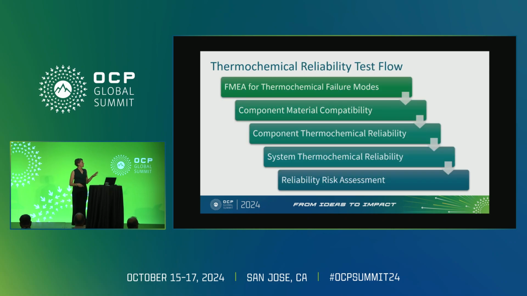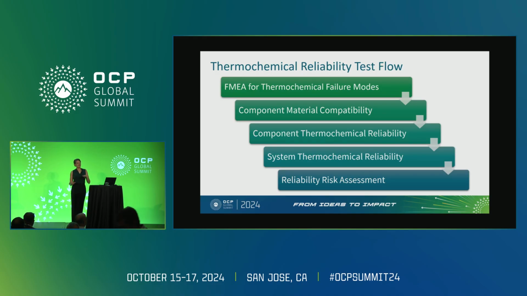So the way we approach this at Intel is we did this in a very stepwise approach. The first thing we did is we did an FMEA. How many engineers have done an FMEA? Failure modes engineering analysis. Exactly. Very efficient process to say, what should I actually care about? So we did that specifically for thermochemical failure modes. We then moved into component material compatibility to address some of those FMEA risks. We then moved into component thermochemical reliability to understand if those component material compatibility risks translated to reliability risks.